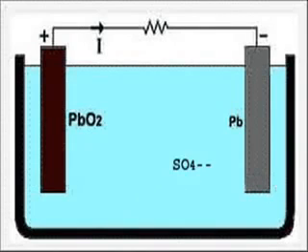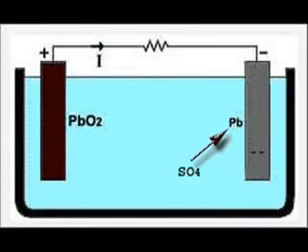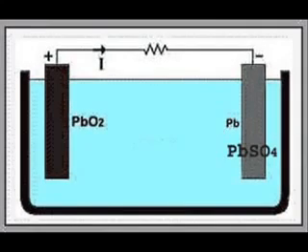Negative sulfate ions are moving freely in the solution, so some of them will reach the pure lead plate, where they give their extra electrons and become radical sulfate. As the radical sulfate cannot exist alone, it will attack pure lead and form lead sulfate.